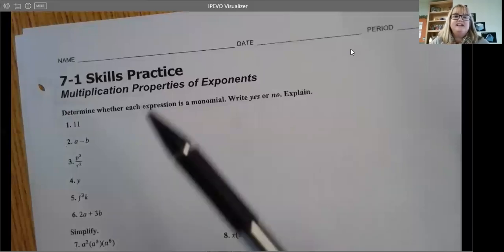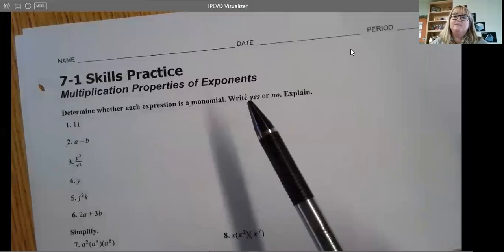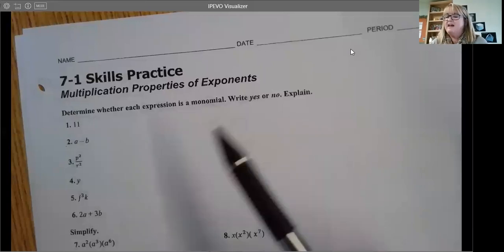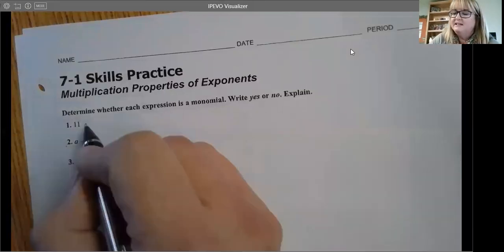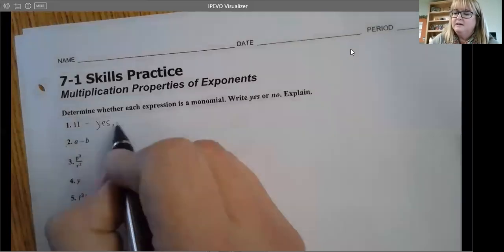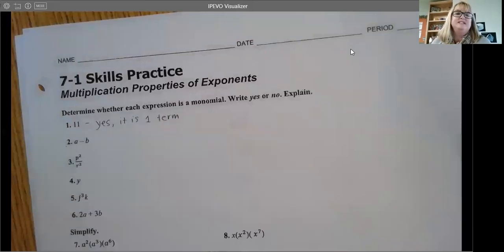The first section says, determine whether each expression is a monomial. Write yes or no, explain. 11, is 11 a monomial? Is it one term? Well, the answer is yes, it is one term. And actually, it is called a constant. All right, number 2, you're going to do on your own.